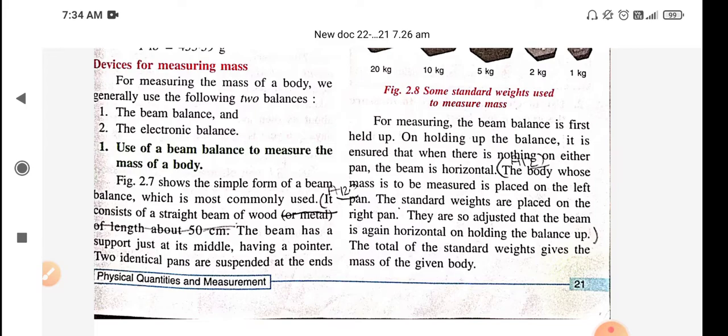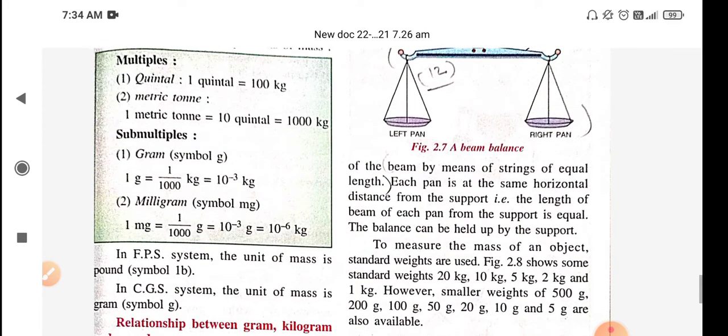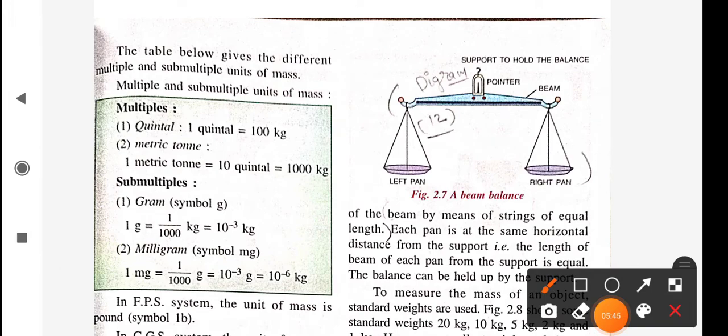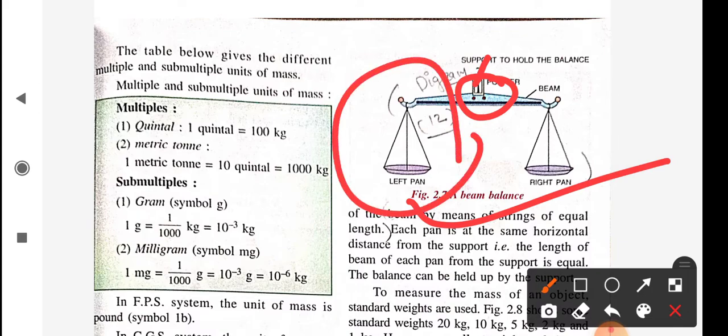Use of beam balance to measure the mass of a body, shown in the figure. Some standard weights are used to measure mass. And this picture is the beam balance. This one is the pointer of the beam balance and this one is the support to hold the balance. This one is the left pan and this one is the right pan.